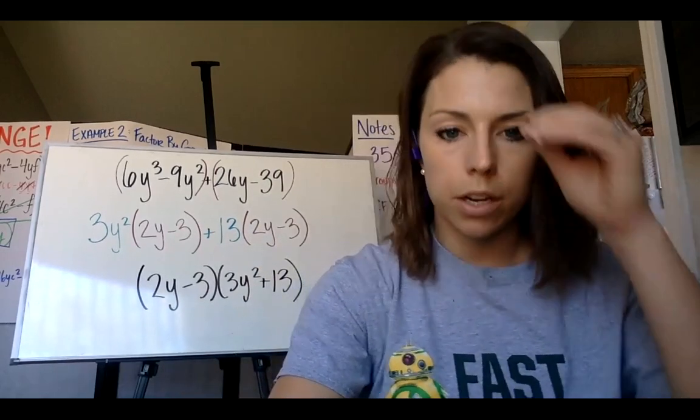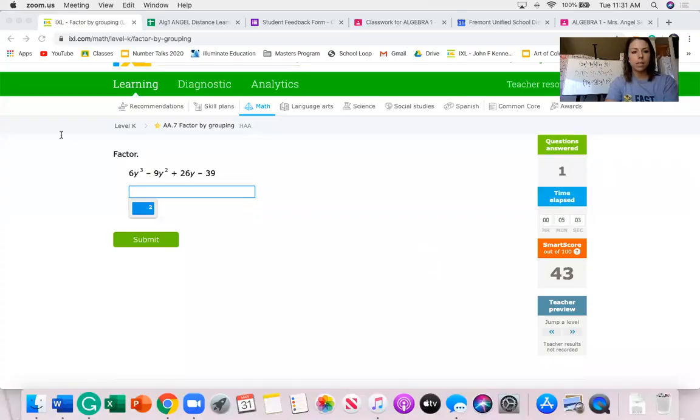We're going to pop over here to IXL and see if that is correct. So you know what, I'm going to change it up. Instead of what I had written, I'm going to write 3y squared plus 13 first, just to make sure IXL knows that we can change the order, and 2y minus 3.